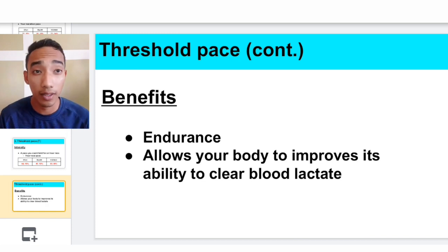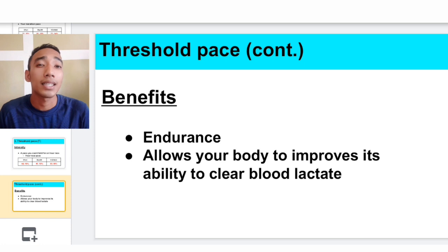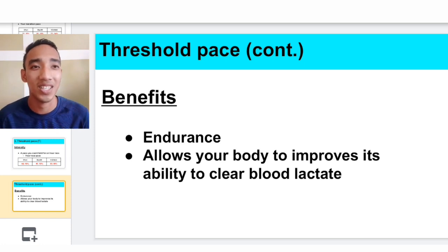So what are the benefits you can get from this type of training? It improves your endurance. It also allows your body to improve its ability to clear blood lactate. Clearing blood lactate guys, this is my favorite workout. So it is a comfortably hard type of training.